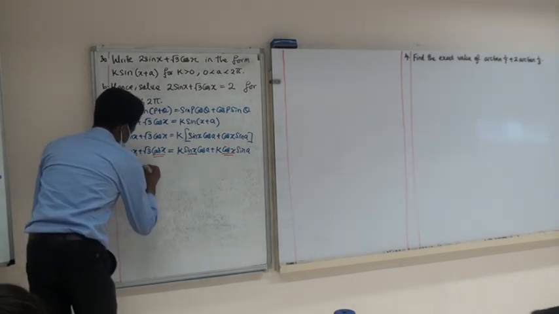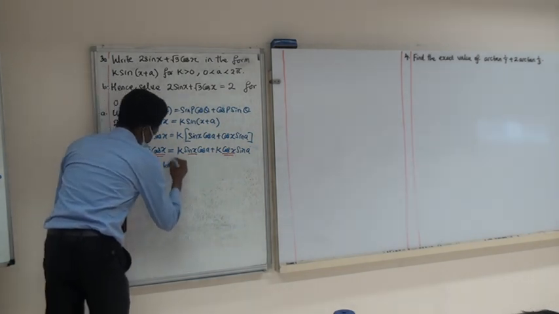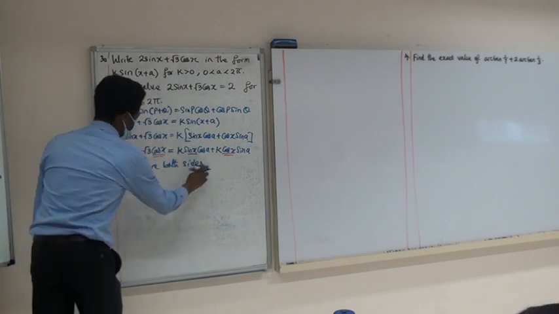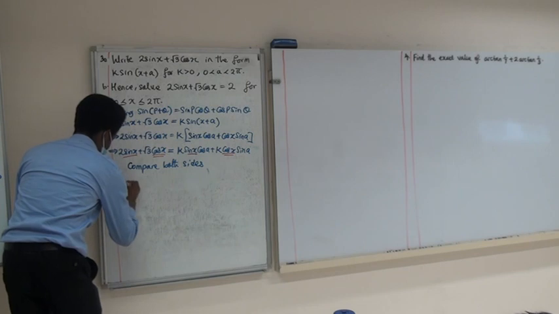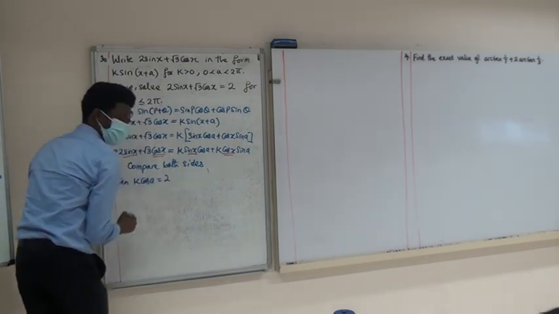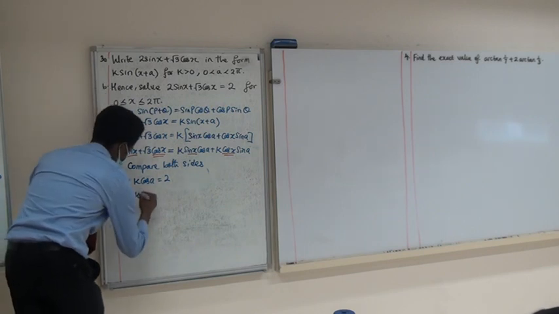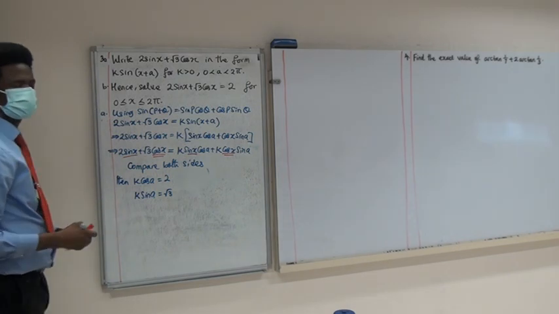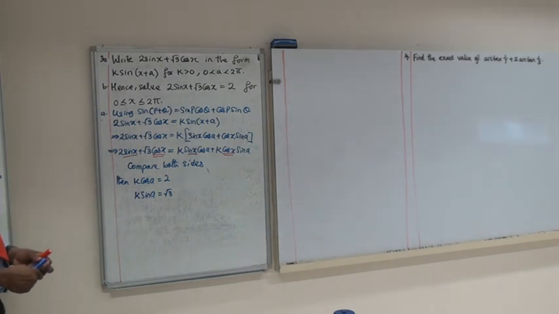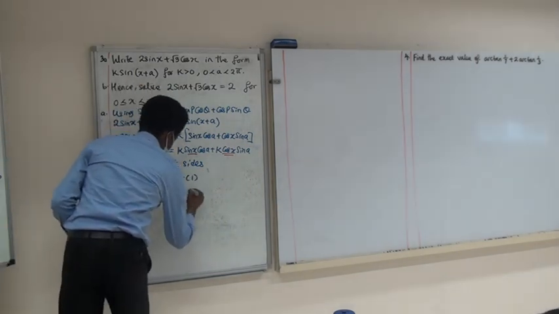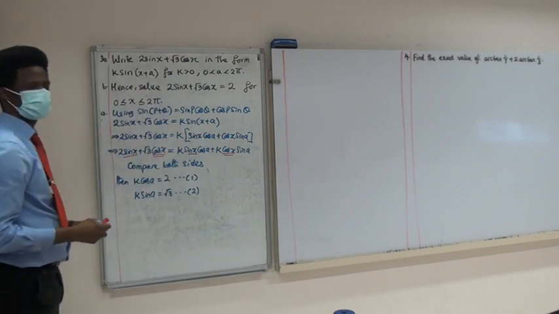Compare both sides. Then k cos a is equal to 2, k sine a equals root 3. Understand? K will be the first thing to be obtained. So call this equation 1, call this equation 2.